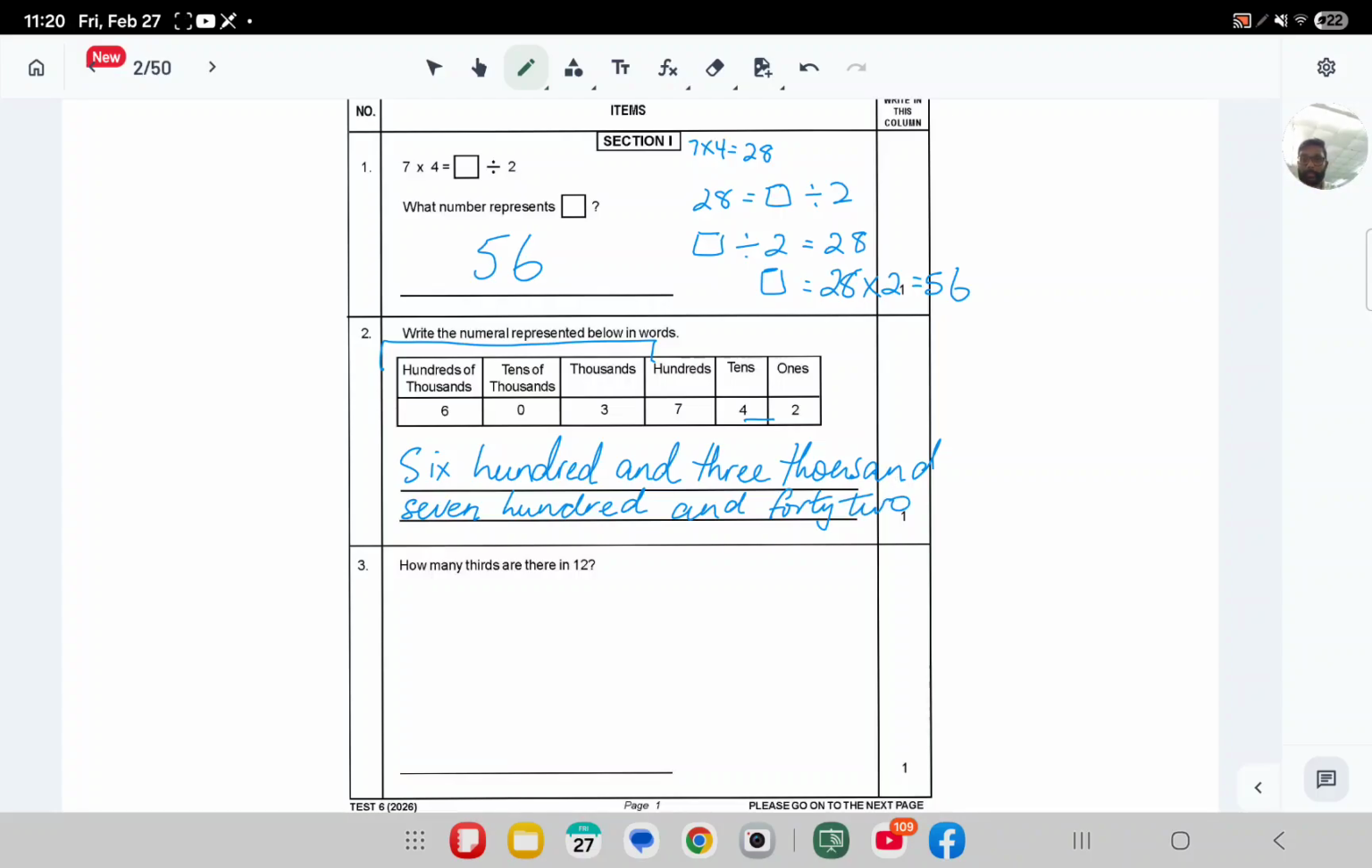Number 3, how many thirds are there in 12? To find out how many of something there is in another, we need to divide. So this is 12 divided by thirds, so 1/3. To represent a whole number as a fraction, we put it over 1, change the division sign to a multiplication sign, and flip the fraction on the right hand side. This becomes 3 over 1, so 12 multiplied by 3 is 36.